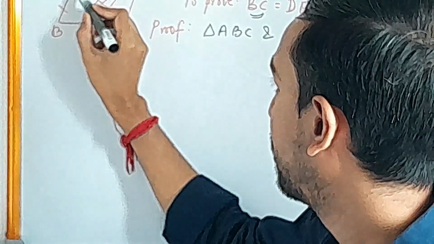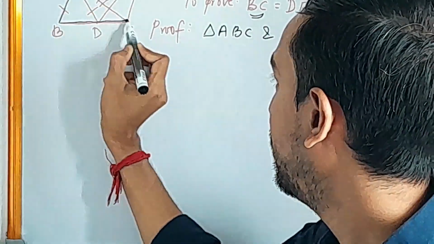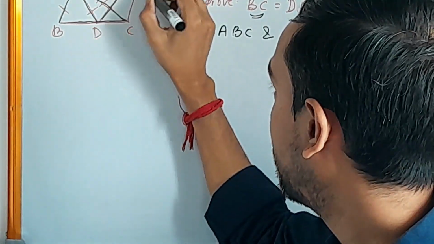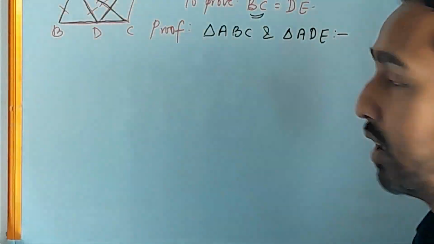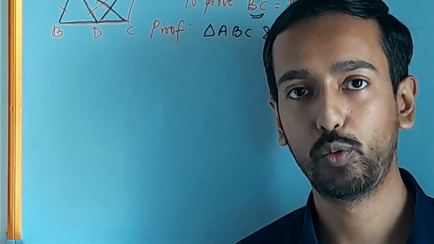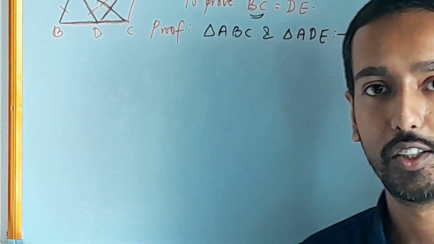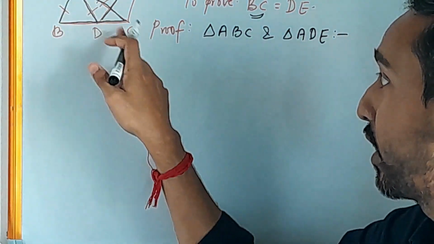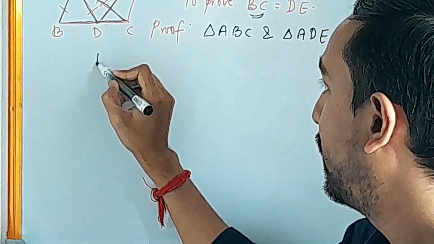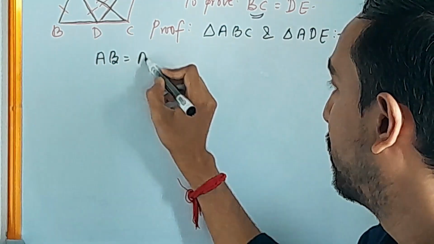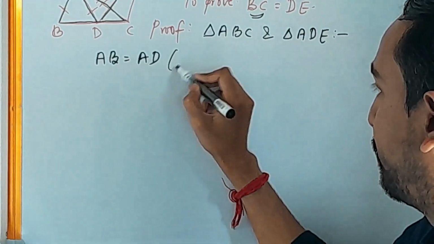It means that the triangles are A, B, C and D, A, E. So we have to take these two triangles, and if we make these triangles congruent, then we can prove that BC is equal to DE. Let's try to make these triangles congruent. First of all, in triangles ABC and ADE, we can see that the side AB is equal to the side AD. It is already given in the question.